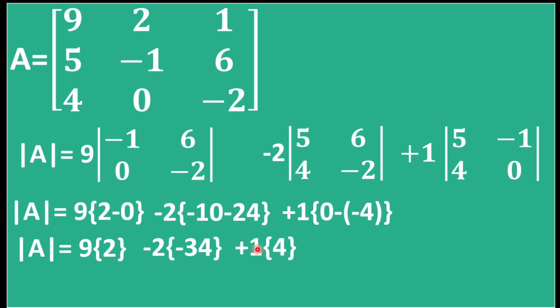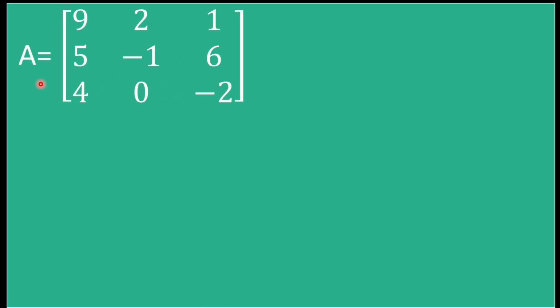So overall this will become 1 and 2 +4. So 9 times 2 equals 18, and this equals 68, because minus multiplied with minus will become plus. So plus 68, and this will become +4. So 18 plus 68 plus 4 is equal to 90, which is a non-zero value. So it means that we can determine the inverse of the matrix. So let's now move forward, and now we will find the adjoint of the matrix.